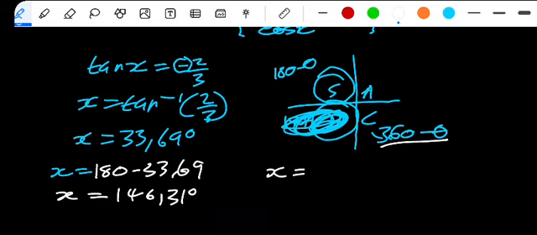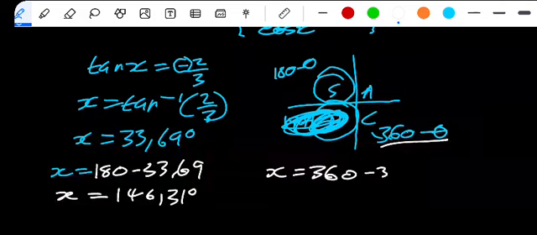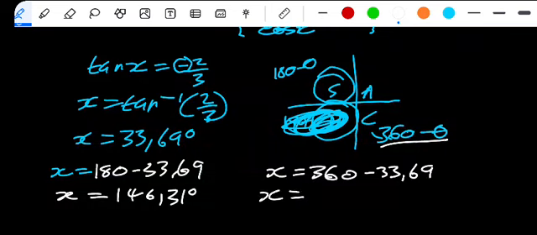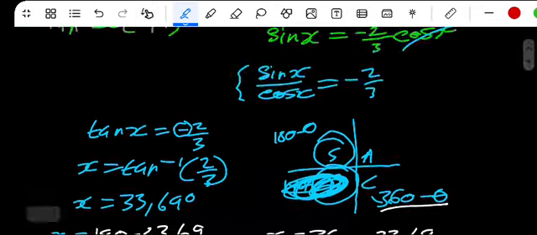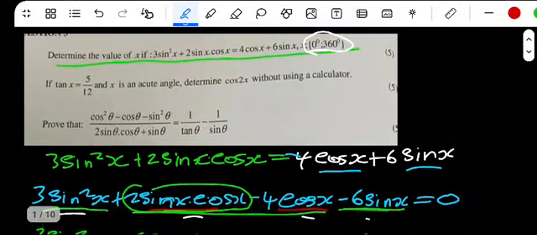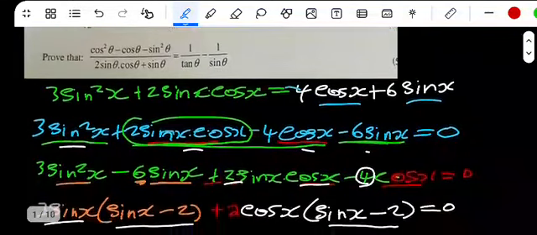Again, we go to the other quadrant. X must equal 360 minus what? The angle that we got, which is 3.69. Then what will be x there? It will be 326.31 degrees. So this is what you'll have there, the two values that you'll get. Yeah, that is it in this video.